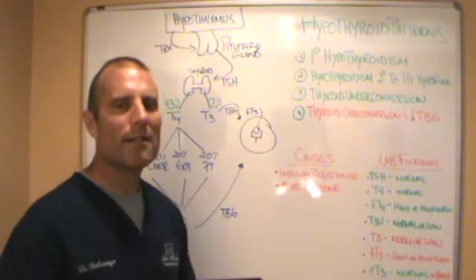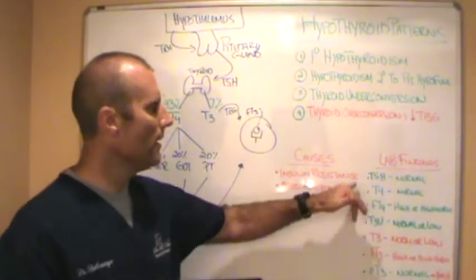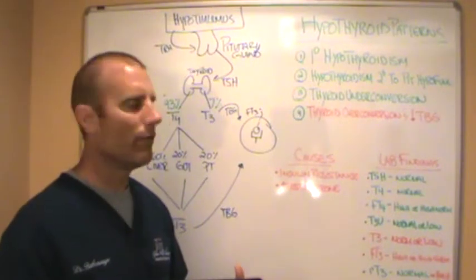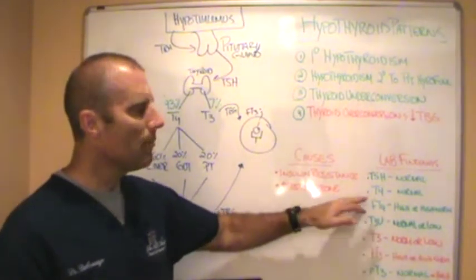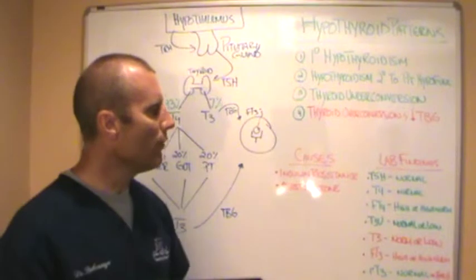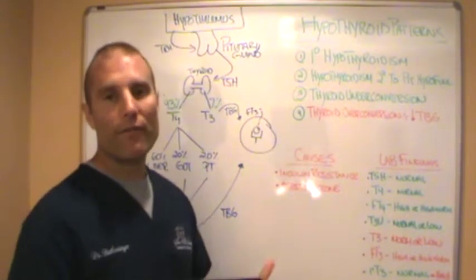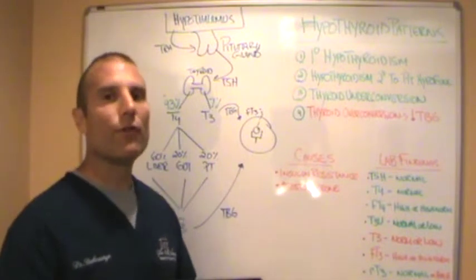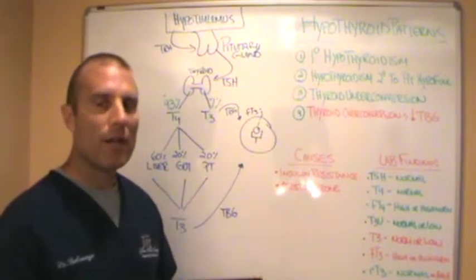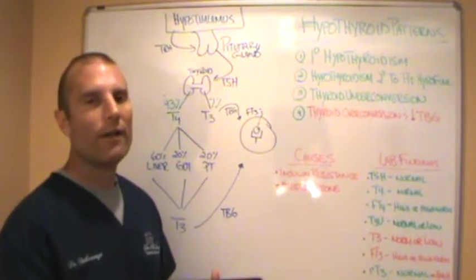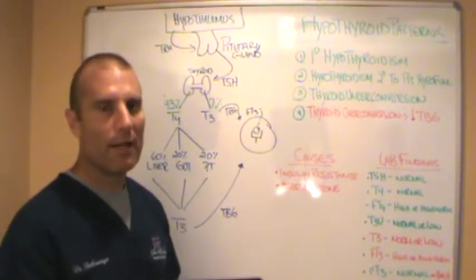So what are we going to see on labs? We're going to see a normal TSH, T4 may be normal, maybe low if there's an overconversion issue, but probably in the normal range. Free T4 could be high because there is not enough thyroid binding globulin to float around, so free T4 levels may be elevated because T4 is on the thyroid binding globulin, free T4 is not on the thyroid binding globulin.